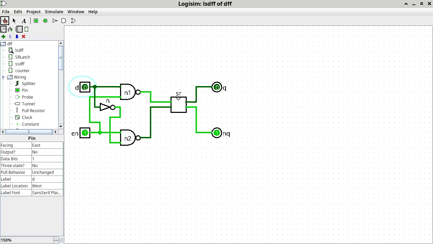So as long as EN is a 1, any change of the D pin will eventually be propagated to the SR latch so that the Q pin is going to be an exact copy of the D pin. Are we understanding that concept?